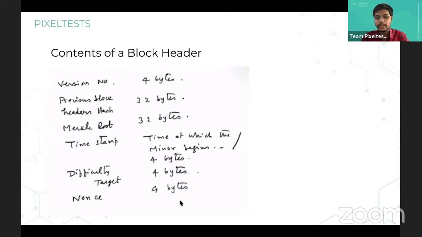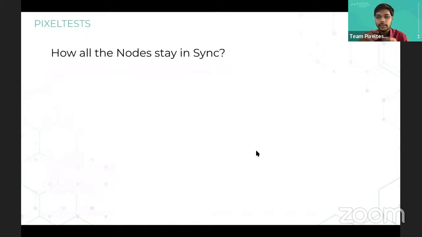So let's try to understand why we need a nonce in the first place. Whenever a block is being created, how do we know that the whole network, all the nodes in the network, are staying in sync? For example, if some change happened, how is everybody sure that it is the same change that happened, because it is not centrally managed?